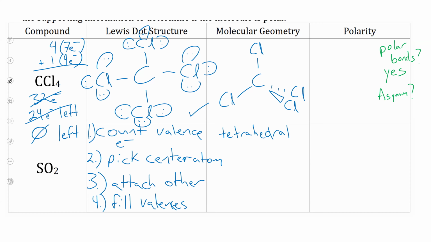Do we have asymmetry? No. So yes, the chlorine is more negative than the carbon, so the chlorines are all pulling the electrons towards themselves, but there's 4 chlorines all pulling in exactly opposite directions. So everything is going to cancel out. So this is like a 4-way tug of war between NFL teams. It's not really going to move very much. Right, so if we don't have asymmetry, we could say non-polar.